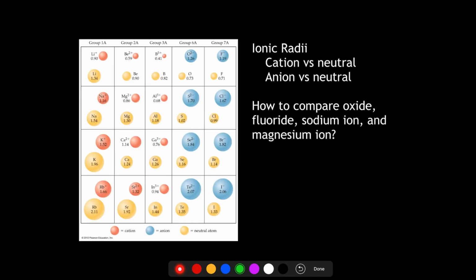Ionic radii. Cations versus neutral. Cations are always smaller than their neutral counterparts. We have reduced electron-electron repulsion. Anions are always larger for the opposite reason.